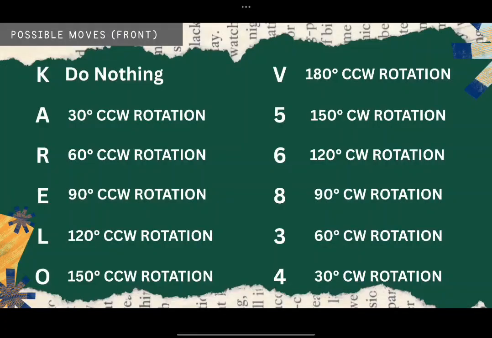Now we have our possible moves for the front. For K, we do nothing. For A, we rotate it 30 degrees counterclockwise. For R, a 60-degree counterclockwise rotation. For E, 90-degree counterclockwise rotation. For L, 120-degree counterclockwise rotation. For O, 150-degree counterclockwise rotation. For V, 180-degree counterclockwise rotation. For 5 to 4, we do the clockwise rotation: 150 degrees for 5, 120-degree clockwise rotation for 6, and so on.